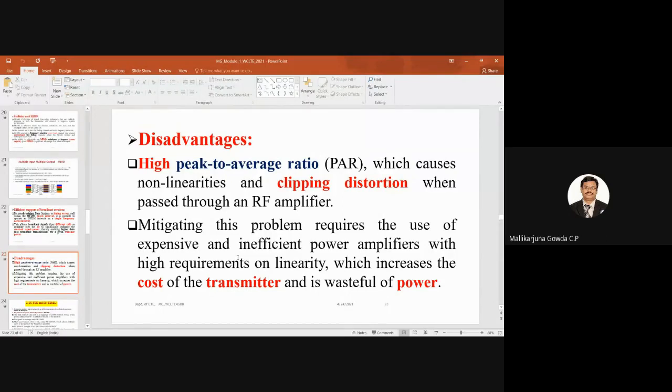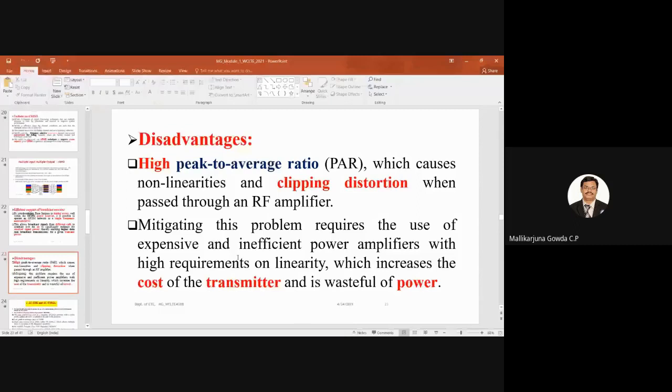The concept of operating point, why it should be at the center of the load line, what happens if it is moving towards the y-axis, what happens if it is moving towards the x-axis. It has to be in the active region, right? If it moves towards saturation or cutoff region, you know the difficulties. The same thing applies here. That is one disadvantage: high peak to average ratio causes non-linearities and clipping distortion when passed through an RF amplifier.